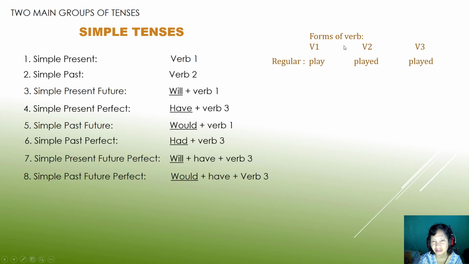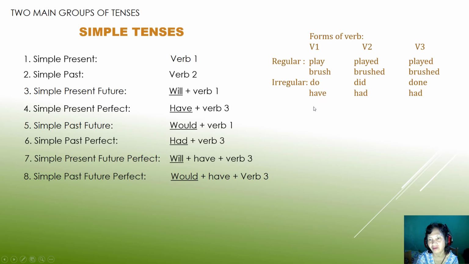If the verb is regular, we only add ed: play, played, played, brush, brushed, brushed. But when the verb is in irregular form, look at this: verb 1 do, verb 2 did, verb 3 done. They are different. That's why for irregular forms you have to memorize. Another example: have, had, had. Look at this: had. It is the second.